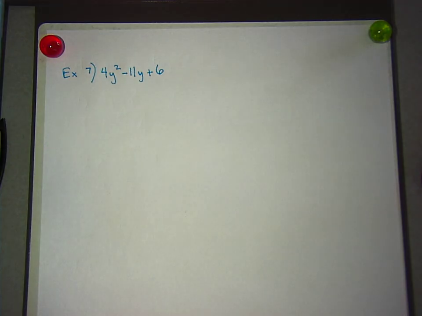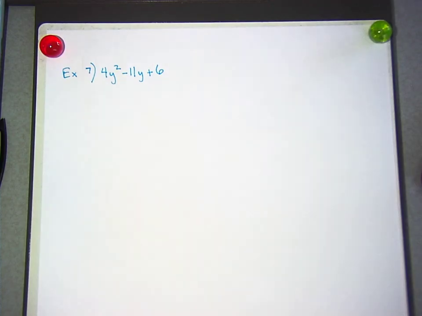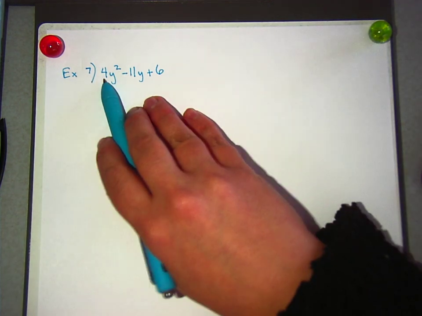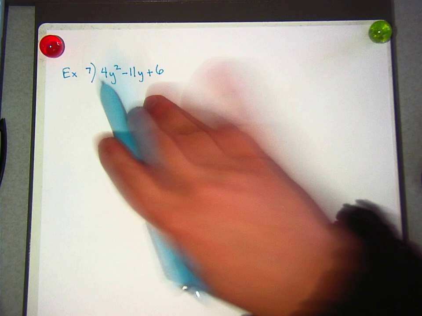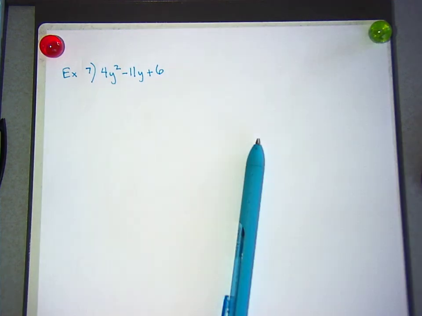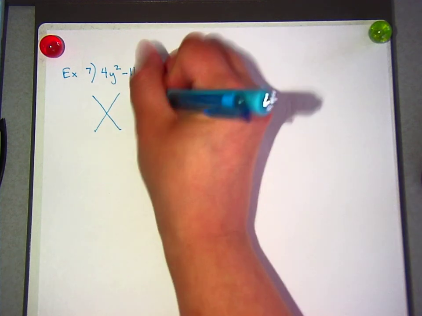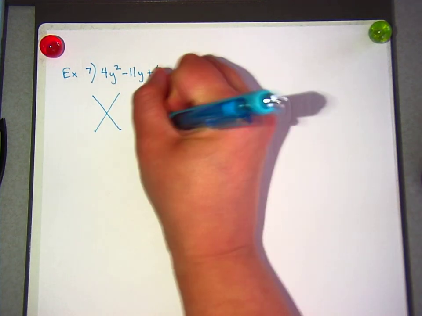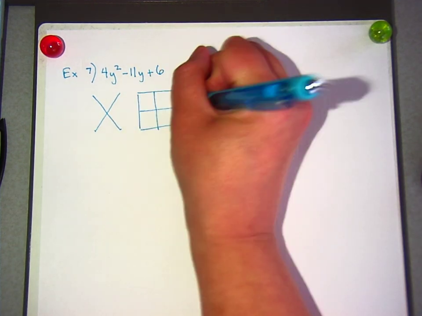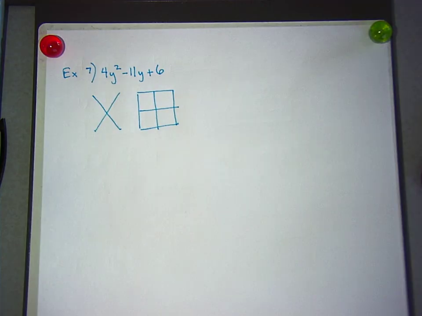What is different about this one than the last one? There's a number in the A spot. That's not 1, right? There's a number that's in the front. Okay, so this is when you do an X box problem. Also notice that you can't take anything out of 4, 11, or 6. Do you remember how to do it?